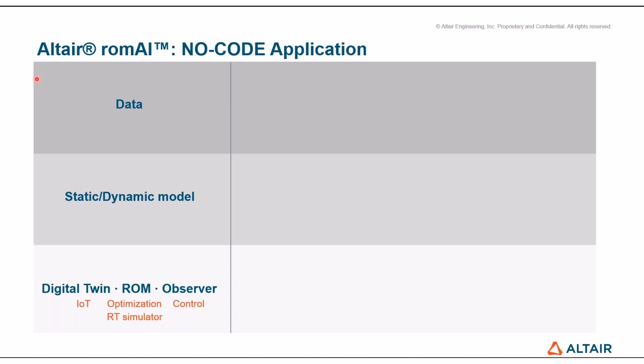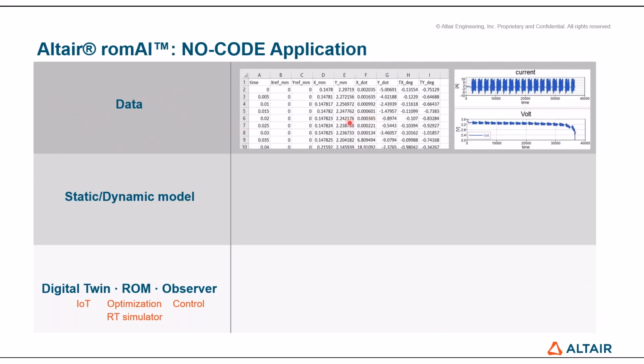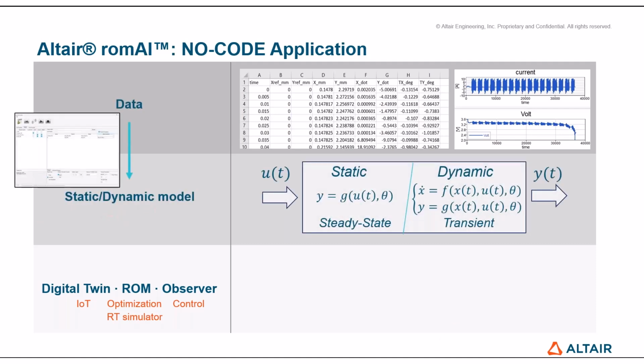So romAI is an application based on artificial intelligence, and it allows you to start from, let's say, data. This data can come from simulations, or from individual tests that you have. Then you identify a model. Let's say even a dynamic model, or even a static model, can be represented. You need to identify what model you have, and then you would create a digital twin, for example, a digital twin for an IoT application.